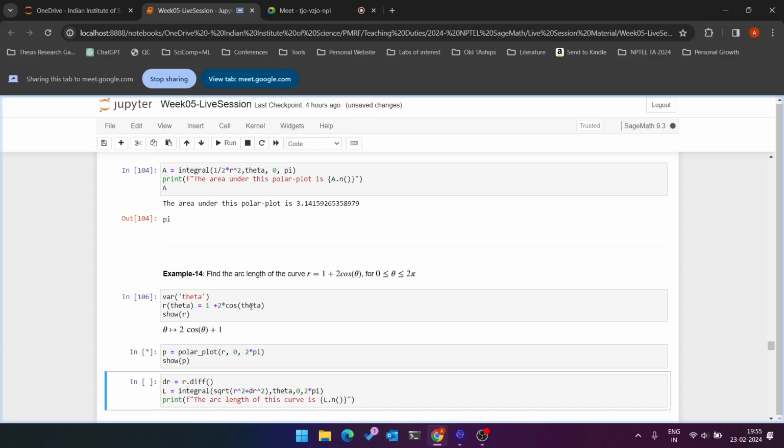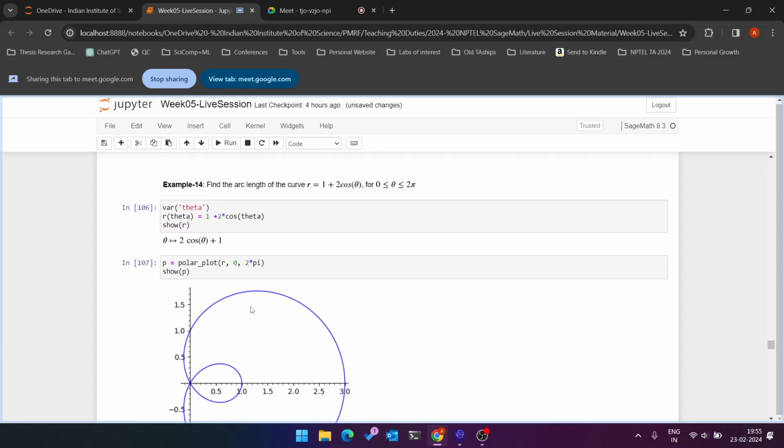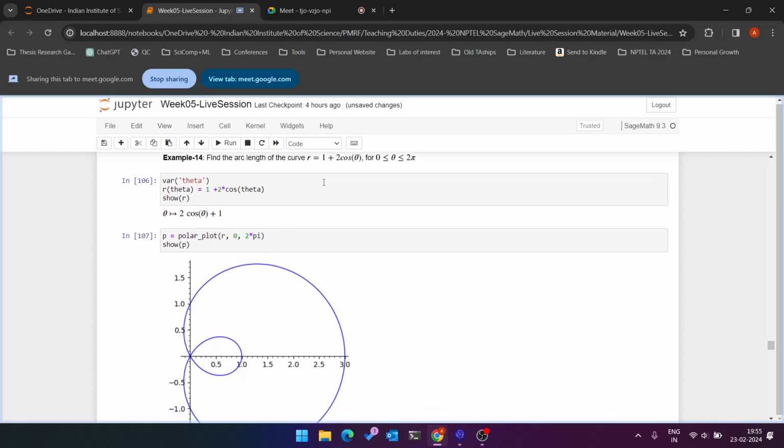I'm doing a polar plot. This is how my polar plot looks like. Again, if you have to see how this polar plot works, at theta equals 0, my r is 3. At theta equals pi by 2, my r is 1. At theta equals pi, my r goes to 0.